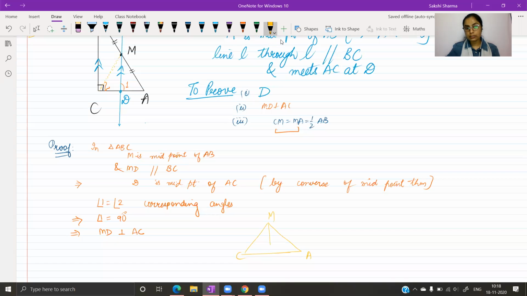So through M, there is a line segment MD, which is now perpendicular. I have just proved it, so I am marking it here. Along with that, I have already proved that D is the midpoint right here. So these two parts will also be equal. I think by now you can see which rule will be applicable to prove the congruence.